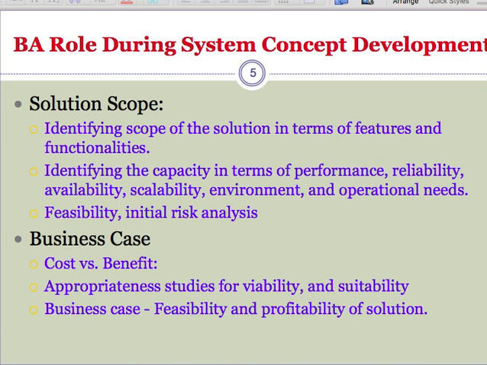Then you have the business case. Business case is cost versus benefit. This is something we will do. What is cost versus benefit? You will have to say this is an investment and this is a benefit, and you have to see whether it is worth it. Especially when it comes to an investment opportunity, the cost versus benefit analysis plays a significant role in deciding whether to go or no go.